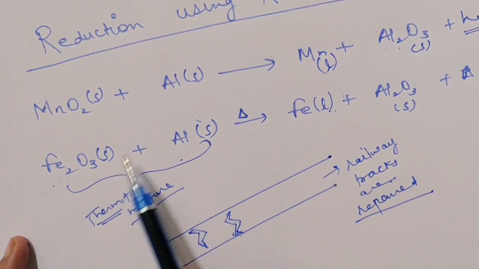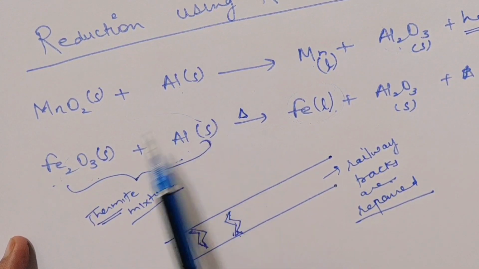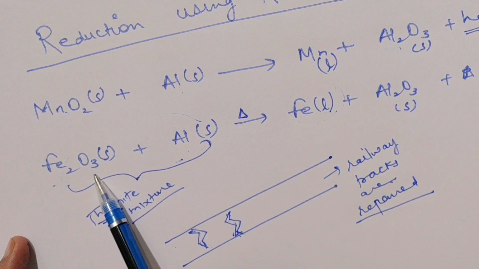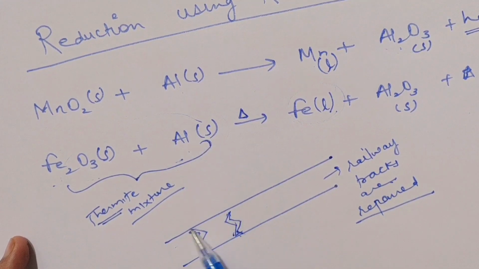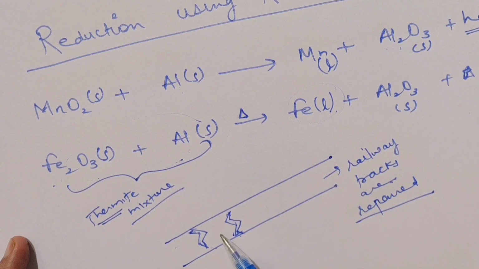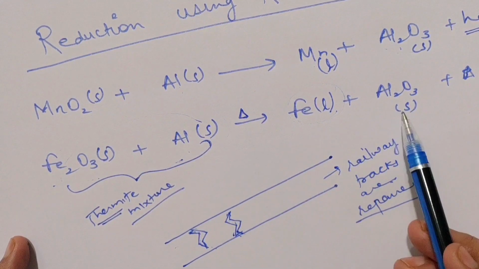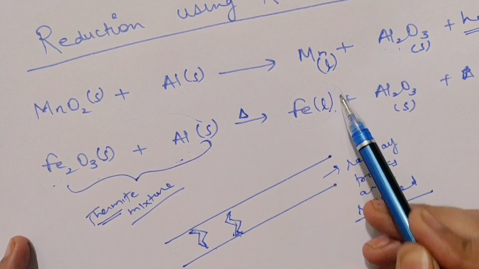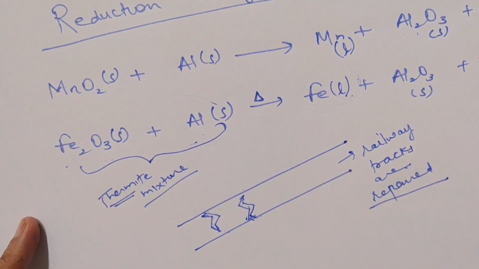Okay, all we have to do is put the thermite mixture, that means Fe2O3, that is ferric oxide, and aluminium in the cracks, and allow the trains to pass through it. From the heat liberated because of the friction, the reaction goes forward, iron is produced in molten state, which fills the crack, and repair happens.